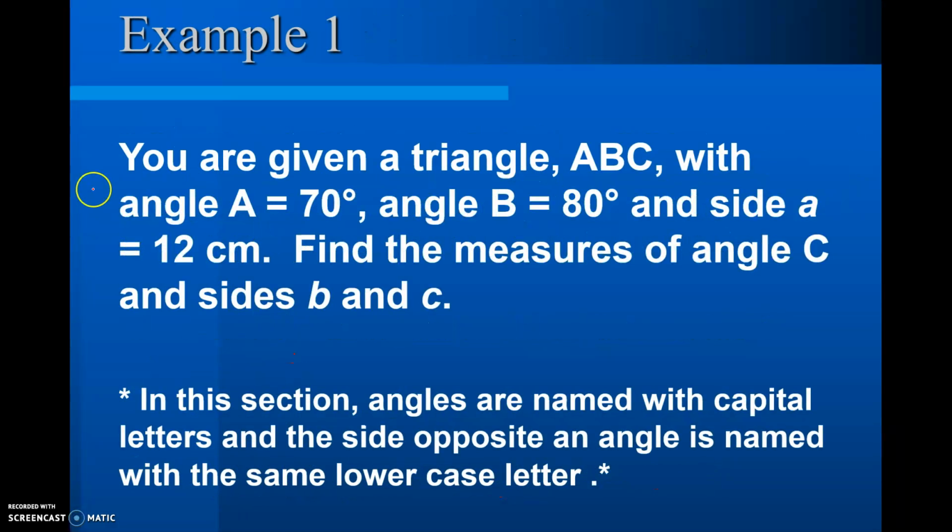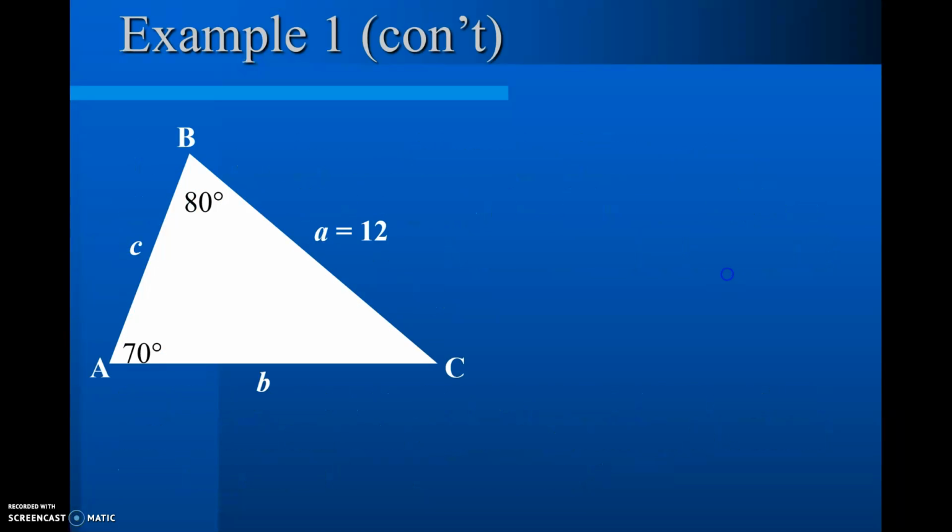So here we're given a triangle ABC with angle A equals 70, angle B equals 80, and side a equals 12 centimeters. Find the measure of angle C, and sides b and c. In this section the angles are capital letters and the sides opposite of them are the small letters. So we could draw that out kind of like this. This is the information we're given, and we're going to find side b first.